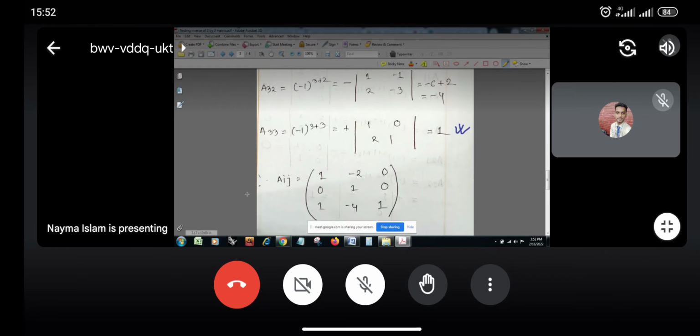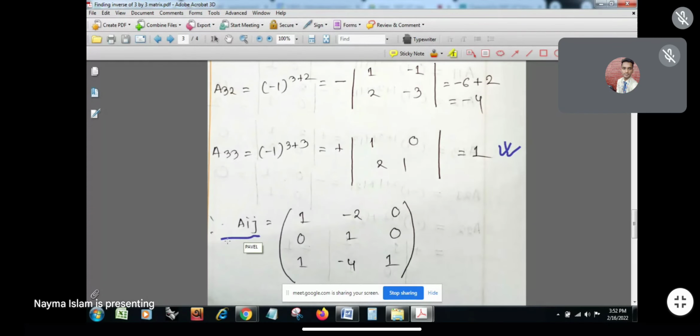After that, you have to write down the cofactor matrix. I have not asked you to do anything yet, just try to understand this math. I'll give you another math to do.